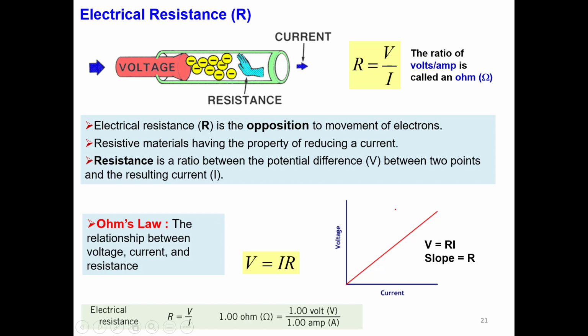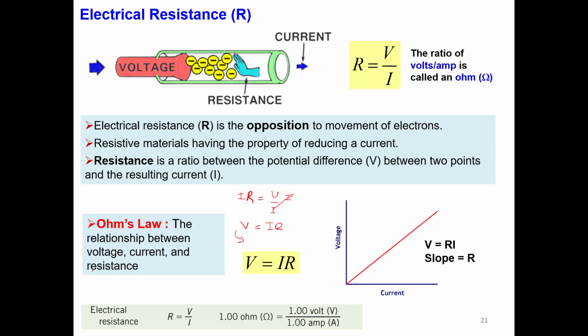Now we can rewrite this equation. We have resistance and voltage. If we multiply on both sides by the current, this cancels out, and we can rewrite this equation like this. This equation is basically the same as we had here, but when we write it like that, it is known as Ohm's law. And Ohm's law shows the relation between voltage, current, and resistance.